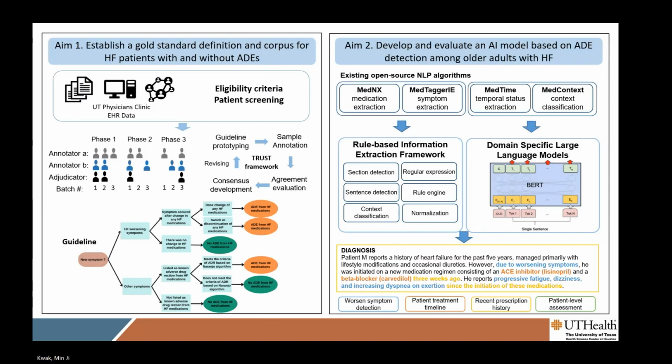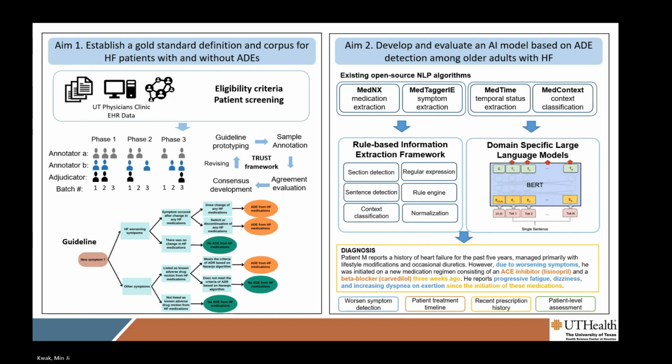And now we will explain what technology we're going to use and what the proposed finished product is. So first, in the M1, we will focus on establishing the gold standard definition and corpus. We will use UT Physicians clinic EHR data. UT Physicians is a multi-specialty outpatient clinic where physicians from UT Health see patients. And after we apply eligibility criteria and the patient screening process, we will establish the eligible cohort.